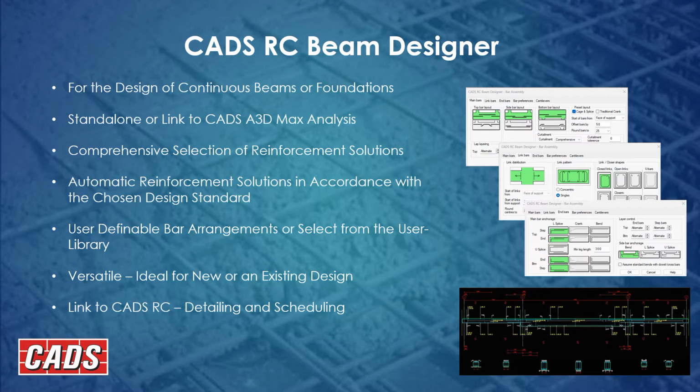And then of course, say we have this CADS RC detailing link. The options for the different types of cage you can see on the right here. You can see all the options within the program for detailing, and then down the bottom right you can see a detail that's been produced in CADS RC. So let's have a look at the program.